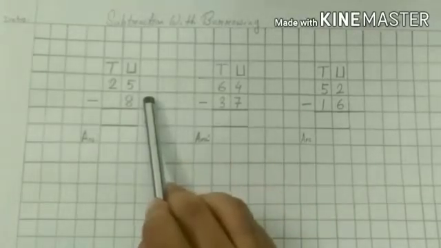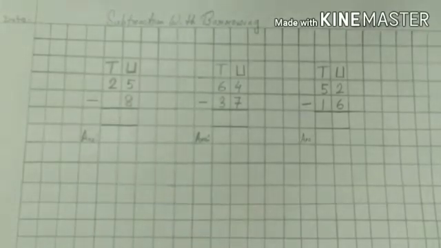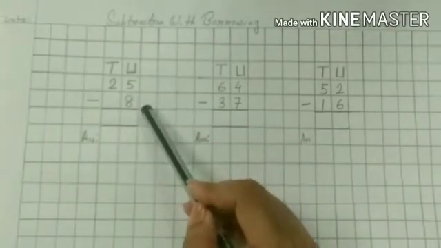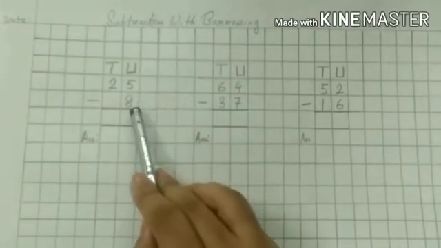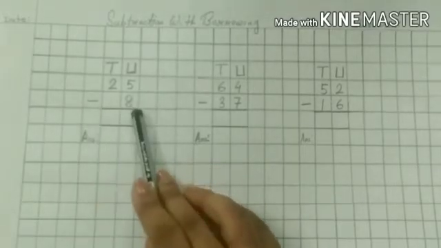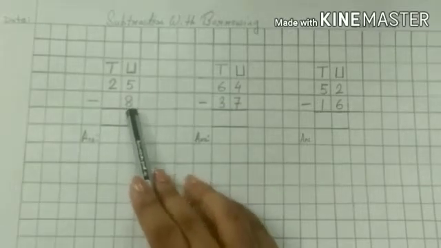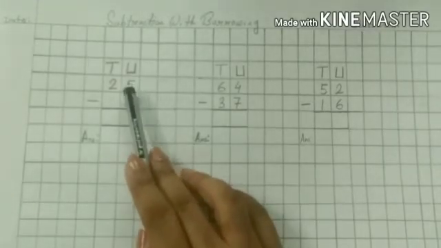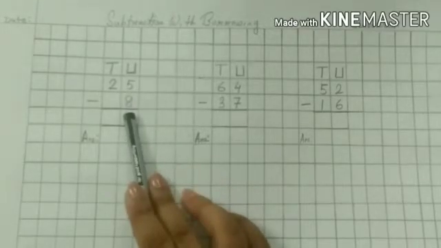25 minus 8. Let's find out how much is 25 minus 8. Let's subtract the units first, children. 5 minus 8. Children, we cannot subtract 8 units from 5 units because 5 units is less than 8 units.